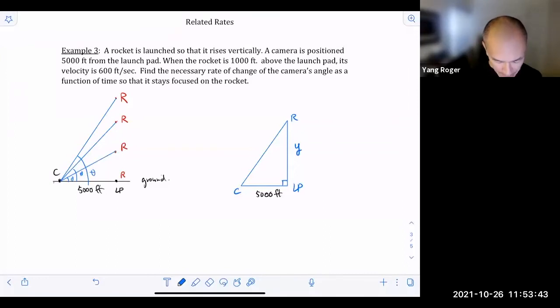The second reason, they give me this velocity is 600 feet per second. They're giving me information that I'm going to need to use. So once I label this guy as my variable, then really they're telling us that dy dt is equal to 600 feet per second. Does that make sense? Are there any questions about that?